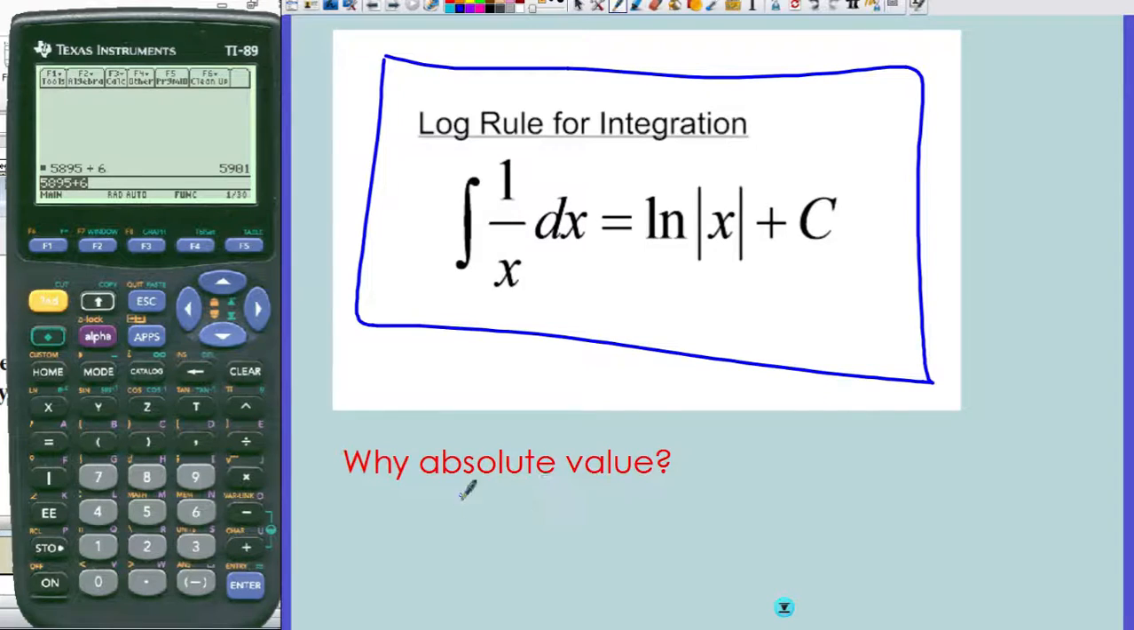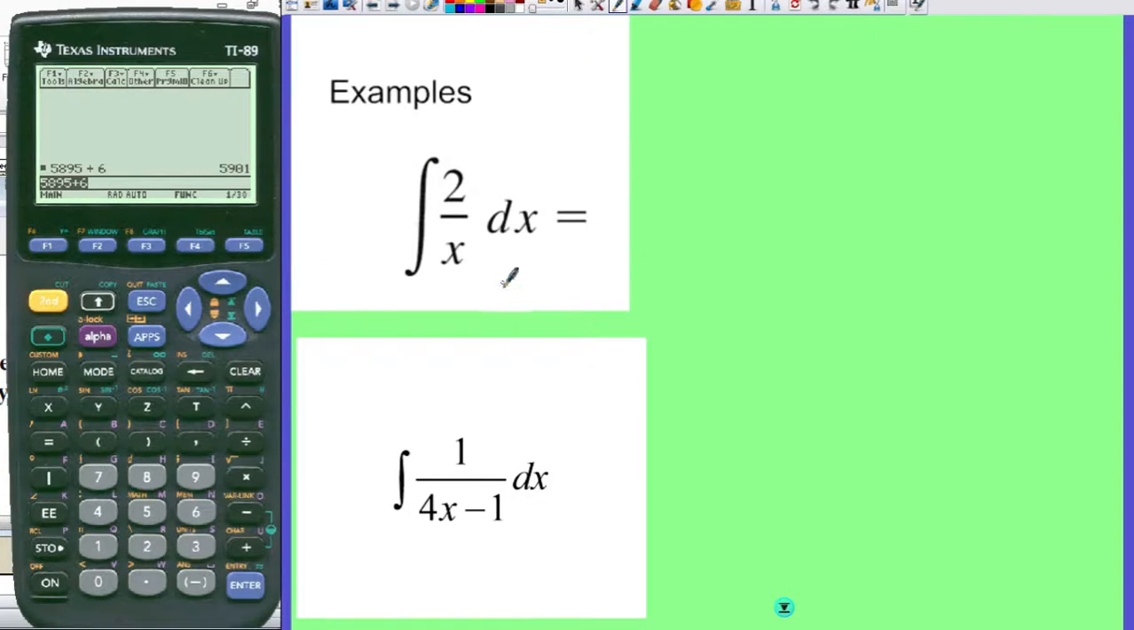Why do we do the absolute value? Can't log a negative. So like natural log of negative 1, can't do that. That's undefined. So we make sure that it's going to be a positive number in there. All right, so let's have some examples.